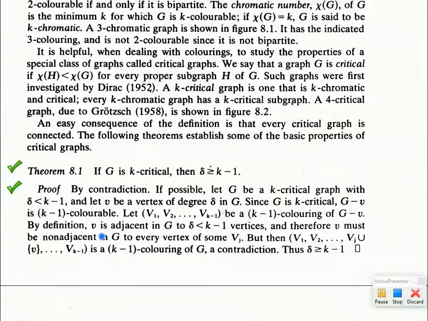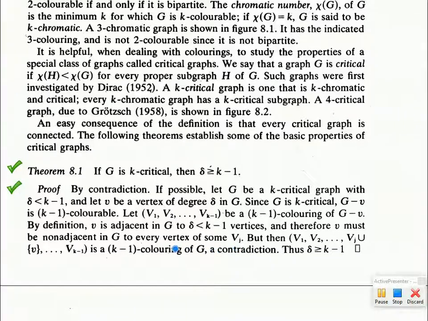But what happens is that we are assuming that V is adjacent to fewer than K minus 1 vertices. We are assuming that small delta is less than K minus 1 and that we have taken a vertex with that degree small delta. So V is not adjacent to vertices of all these classes of vertices. One at least is missing, okay? It must be non-adjacent to every vertex of some particular V sub j. But then, what can we do? We can color V exactly with that color j of vertices which are not connected to V itself.